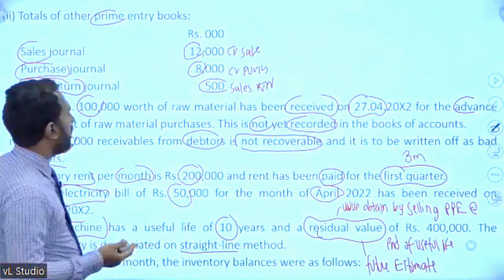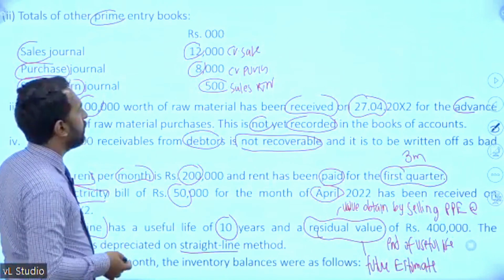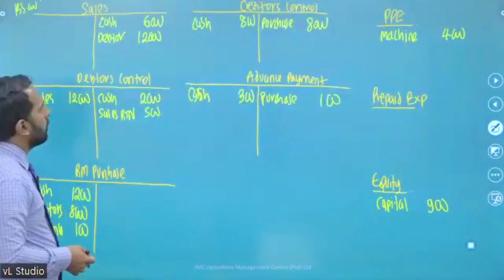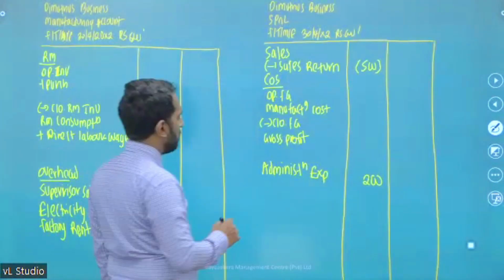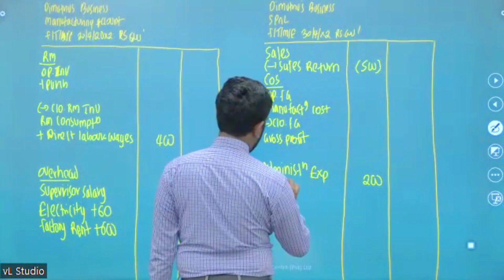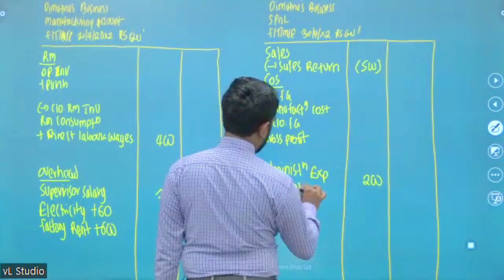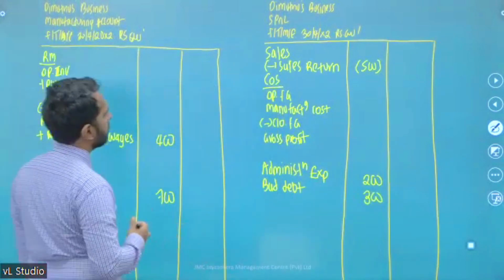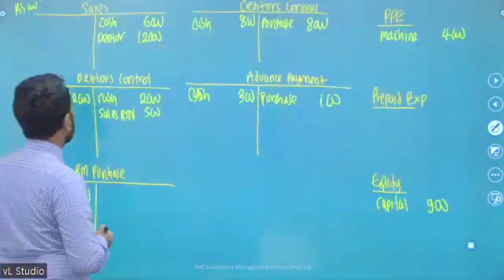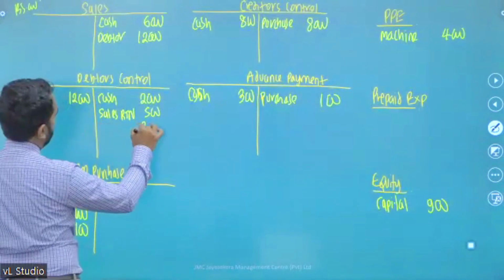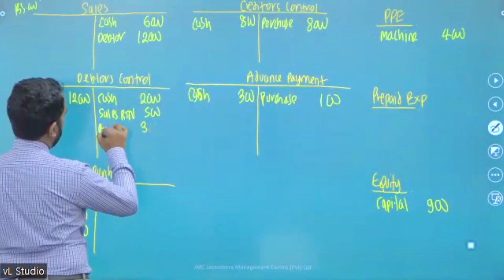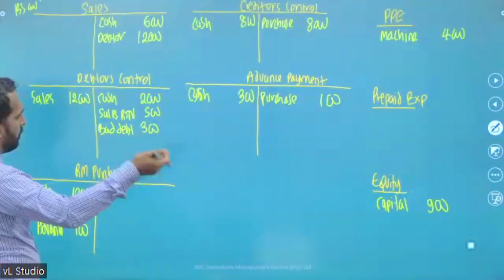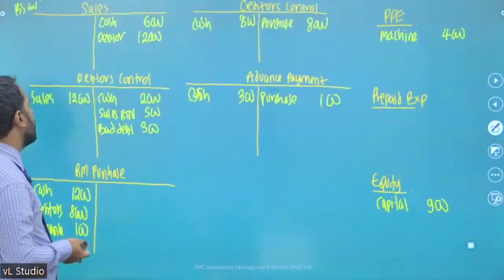Right. 300 to be written off as a bad debt. So debited to bad debt expense. Bad debt goes to our P&L. 300 bad debt expense. Debited to bad debt expense. Credited to debtor 300 as a bad debt. Debited to bad debt expense, credited to debtors control account.